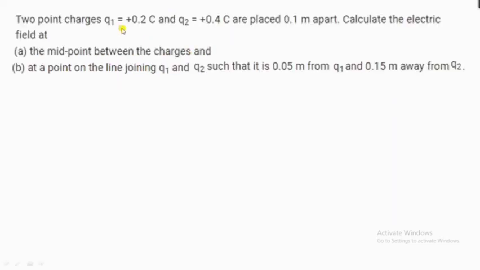Now this is the next question. 2 point charges are there and the distance between them is 0.1 meter, and we have to find the electric field at 2 points. One is the midpoint between them and one is at some distance from q1 and q2. So let's discuss. First we'll discuss case number 1.